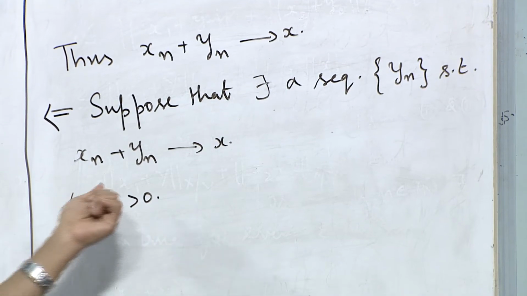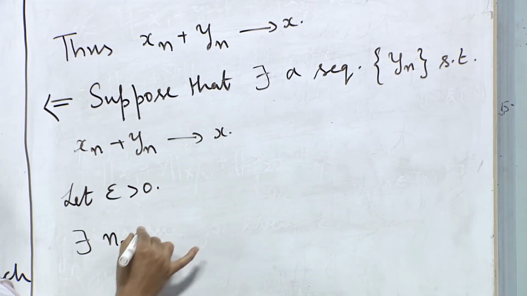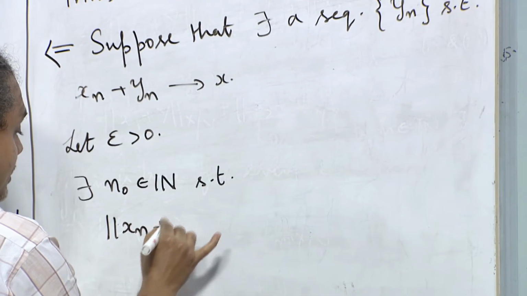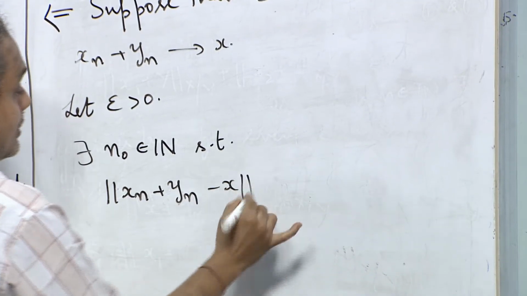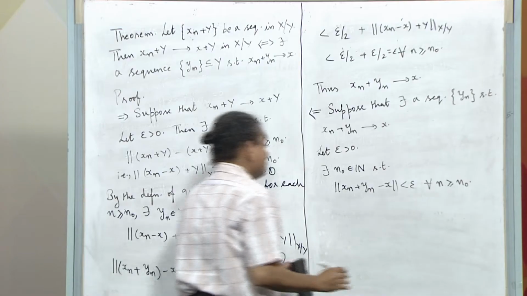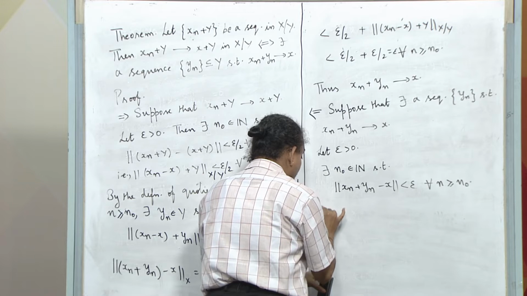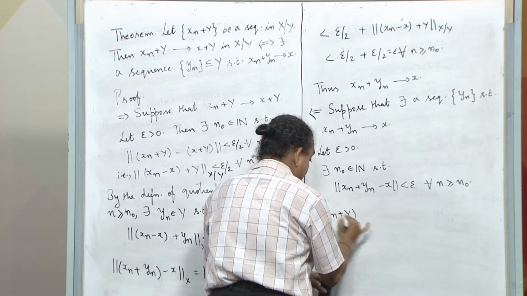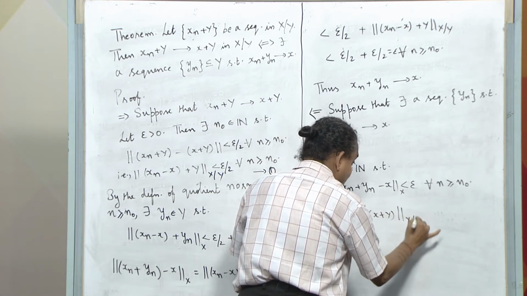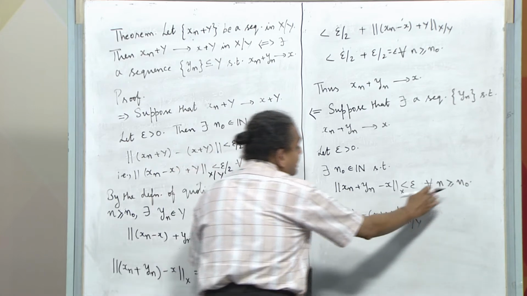So, now what is it that we have? x n plus y n converges to x. So, there exists n naught in N such that norm of x n plus y n minus x is less than epsilon for all n bigger than or equal to n naught, that is it. So, this is the n naught that we are going to make use of. Now, what we wanted is norm of x n plus Y minus x plus Y, this is in the quotient space, right. So, we will have to show that this is going to be less than epsilon for all n bigger than or equal to n naught.